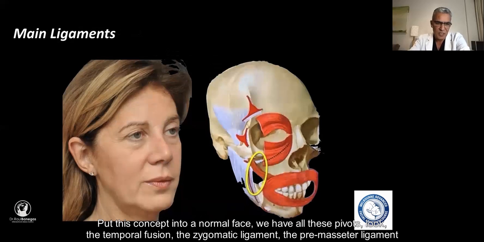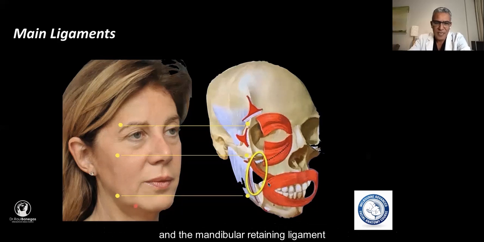Put this concept into a normal face, we have all these landmarks. Look, the temporal fusion, the zygomatic ligament, the premasseter ligament, and the mandibular retaining ligament.